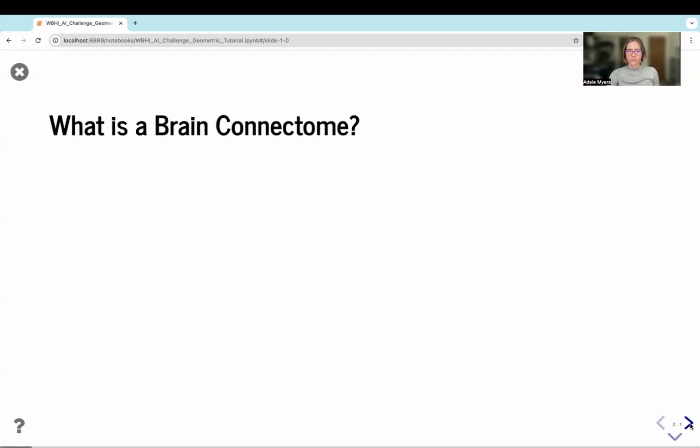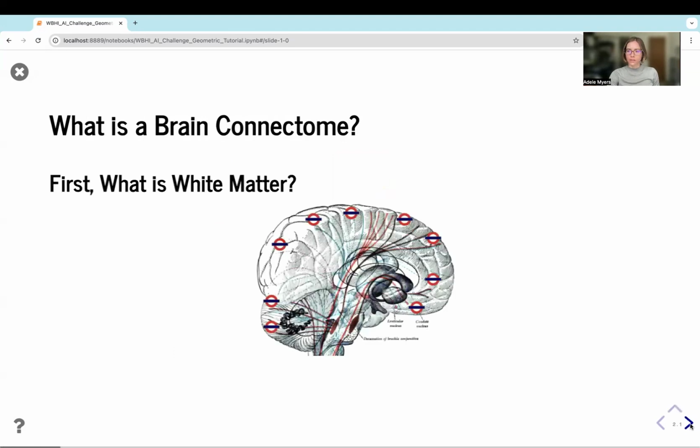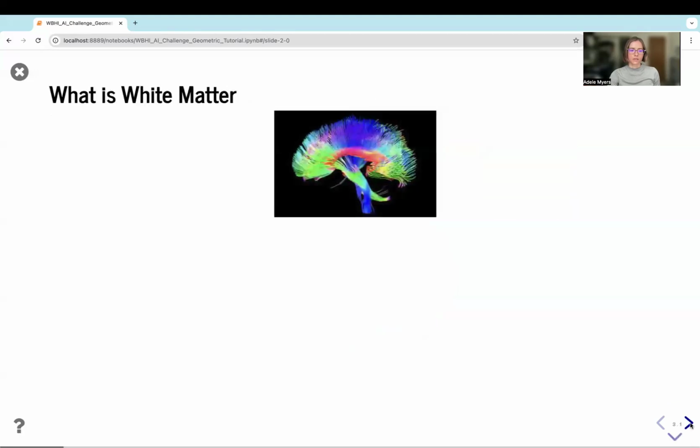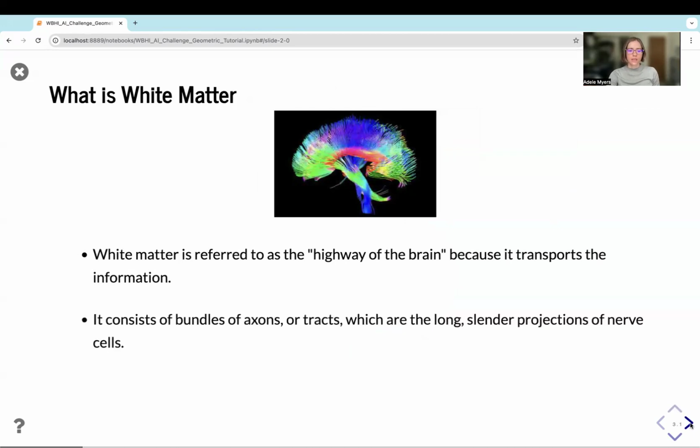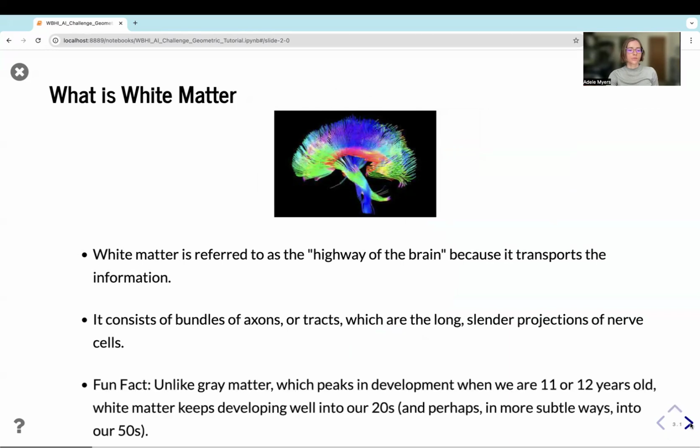So, what is a brain connectome? Before we answer that question, we should talk about what white matter is. So, what is white matter? White matter is referred to as the highway of the brain because it transports the information. It consists of bundles of axons or tracts, which are the long, slender projections of nerve cells. And, fun fact, unlike gray matter, which peaks in development when we're 11 or 12 years old, white matter keeps developing well into our 20s and perhaps in more subtle ways into our 50s.